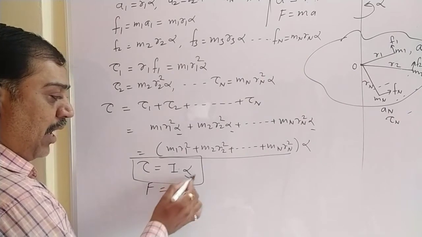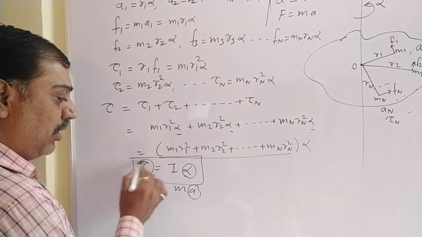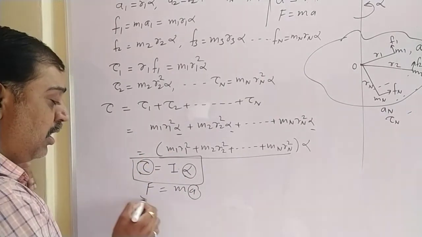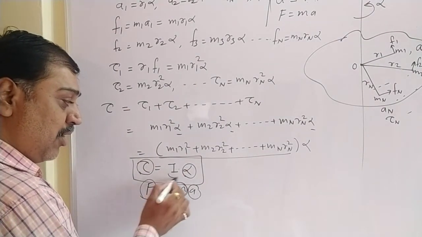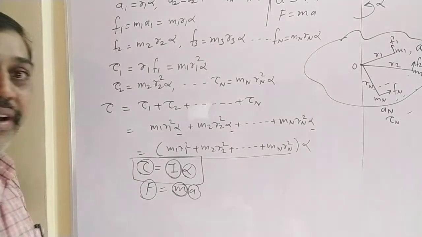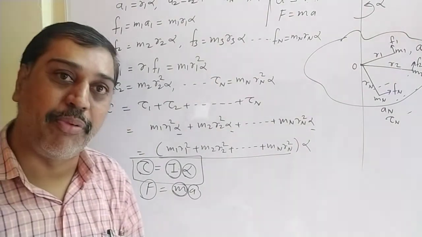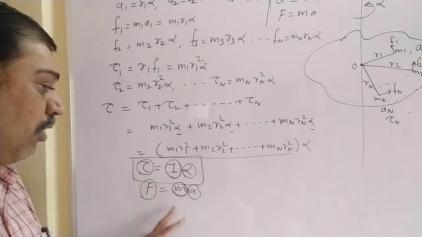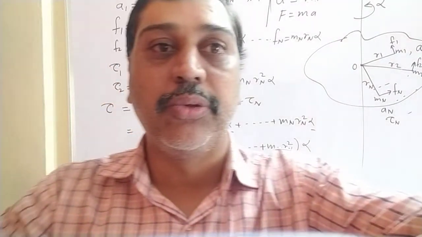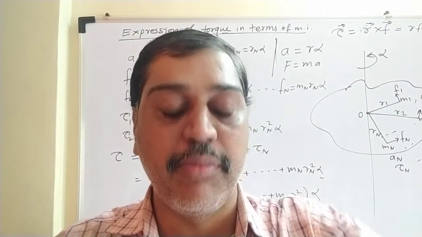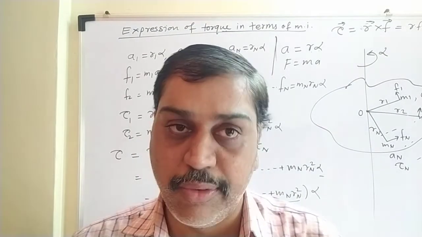See, angular acceleration, linear acceleration. Torque is the force in rotational motion, F is the force in translational motion. In translational motion there is a mass, in rotational motion there is a moment of inertia. Hence, we come to the same point again. This is nothing but the equivalence, or physical significance, between these two terms, that is, linear motion, translational motion, and angular motion.